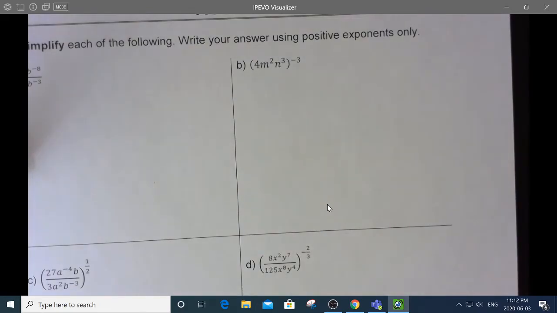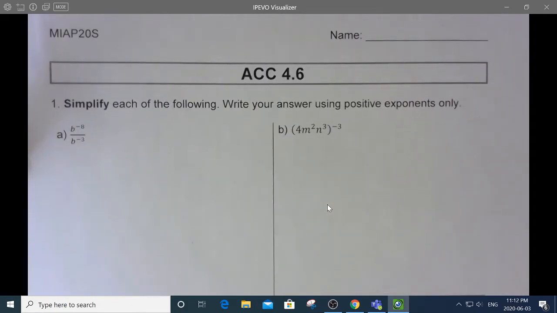And now the big bad 4.6. This is about as tough as this stuff gets, really. If you can do this, you understand your power laws very, very well, and that sets you up quite well for handling all exponents in pre-calculus and calculus moving ahead.